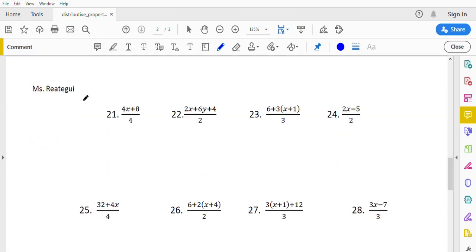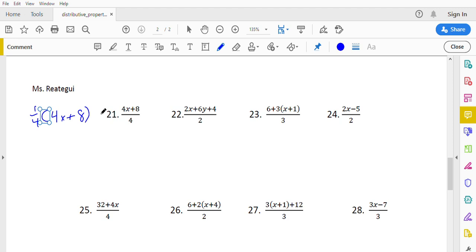Here, we have to remember though, since these are separated by a plus sign, this 4 has to get distributed to everything. Another way you could write this is 1/4 times 4x plus 8. Okay. That's another way to do that if you wanted to write it that way.